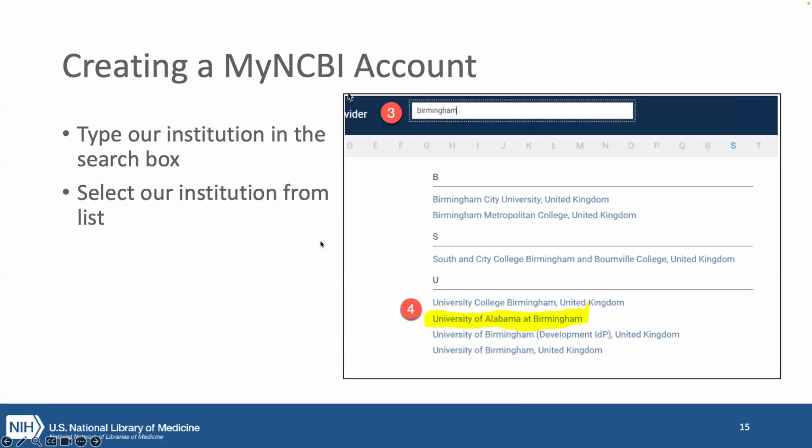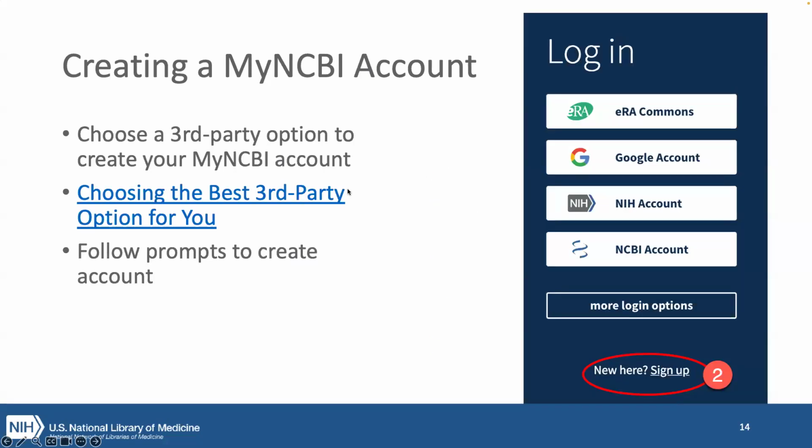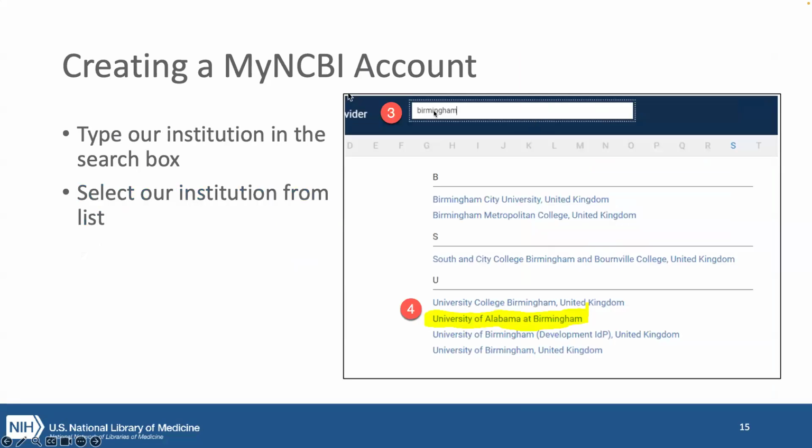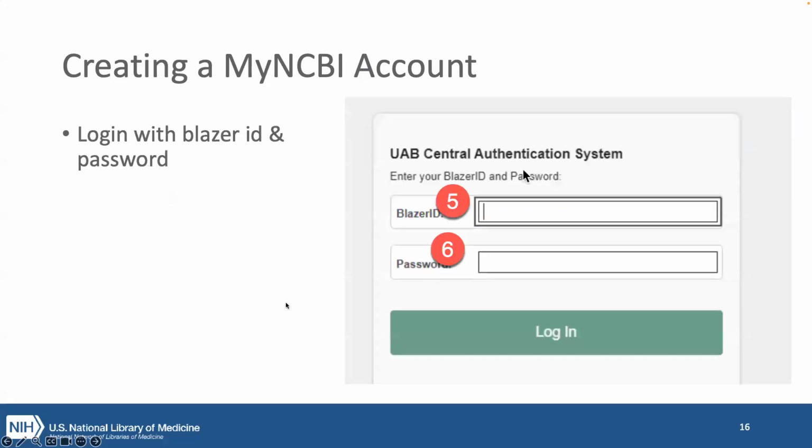So if you use your Blazer ID and password, when you click on that login link, you would click on more login options. Then I usually put Birmingham into the search box, and you'll see our university come up, and I click that. And then from there, you put in your Blazer ID and password.